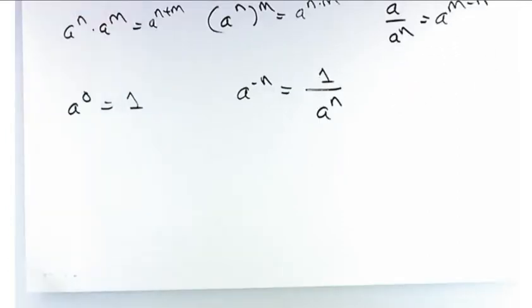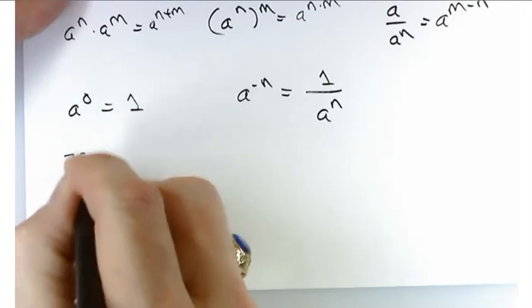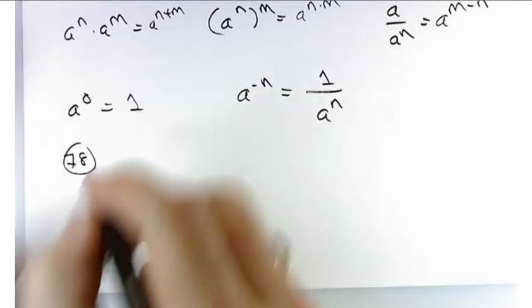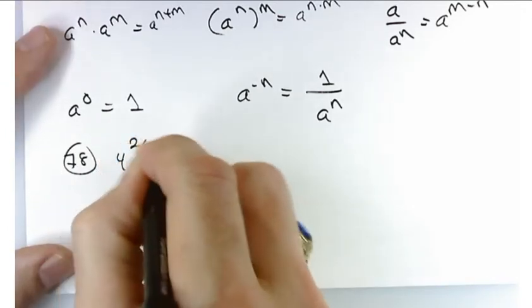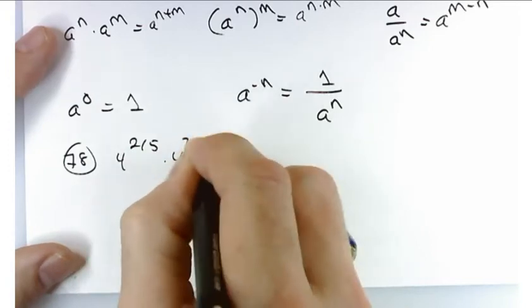So let's practice with those rules, just trying to get used to working with rational exponents as opposed to nice integer exponents that we're familiar with. And we'll start with problem number 78. 4 to the 2 fifths times 4 to the 2 fifths.